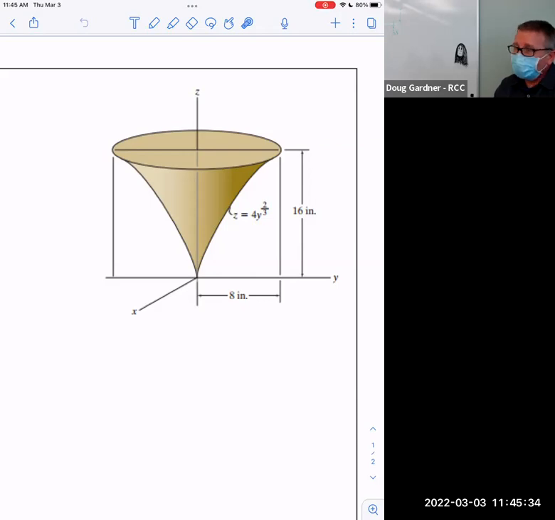And so we could actually find the volume of that in Calc 2 because we could think of it as, well, at least what looks like a parabola here, but then it's spun around in 3 dimensions. And so we found volumes like this in calculus. But notice it says z equals 4y to the 2/3. So this actually is not a parabola, it's some weird shape.